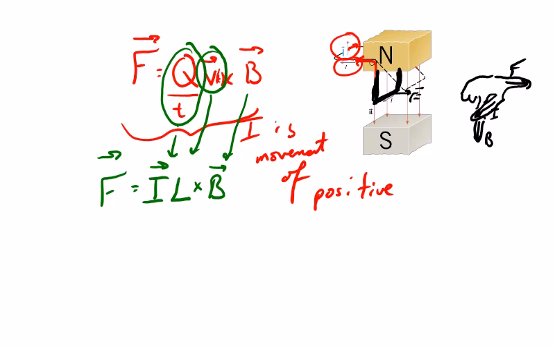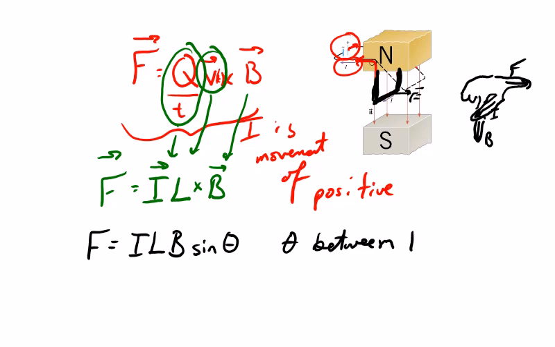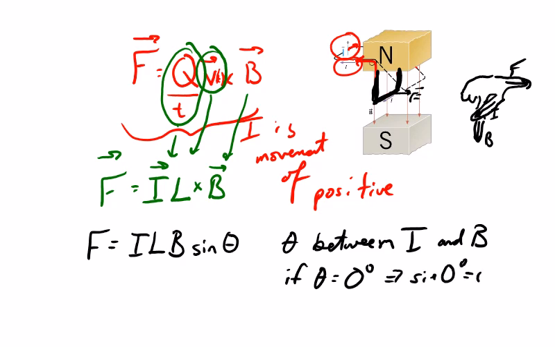So when I think about my force being equal to I times L times B times the sine of theta, where theta is the angle between the I direction and B direction, if they're moving in the same direction, theta is equal to 0 degrees, and we know that the sine of 0 degrees is 0, and therefore we would have no force. So the only part that's actually feeling the force is the bottom section that's coming across. Not the best picture of a hand, but the best I can come up with.